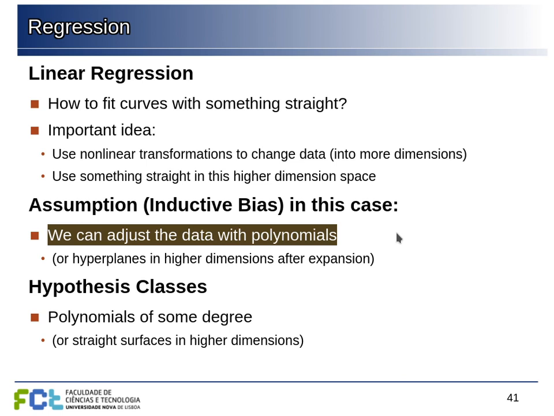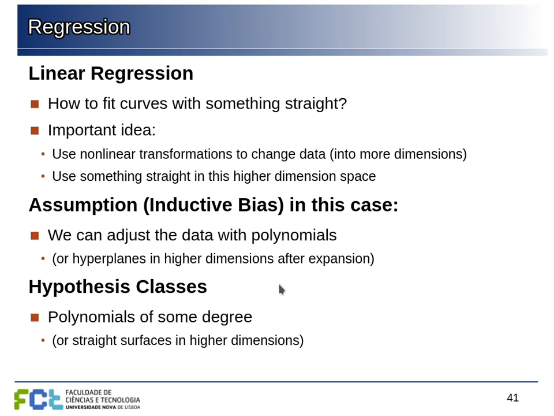So in this case, our inductive bias comes from the assumption that we can adjust the data with polynomials. That is, we are doing polynomial expansion on the x and adding x squared, x cubed, and so on. Then we do a linear regression in that space. But this basically just gives us polynomial curves in our original space. And this is our assumption, that we can use polynomial curves to fit the data, because we are using these hypothesis classes, which are polynomials of some degree.